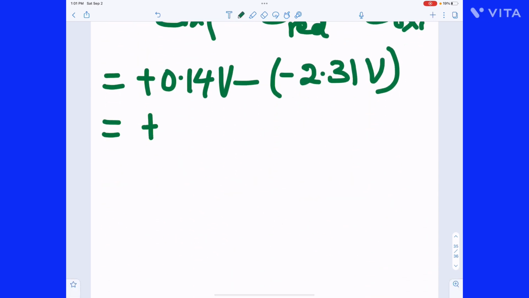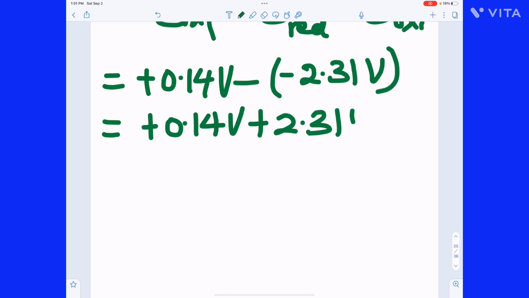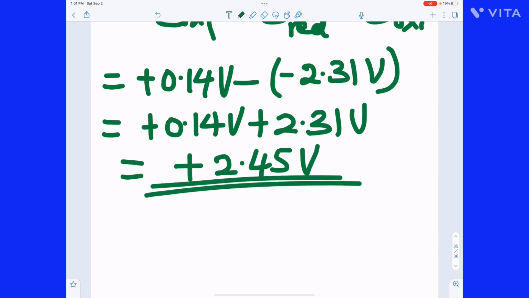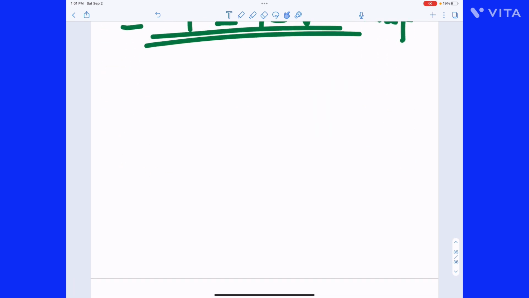This gives us plus 0.14 volt minus what? Minus times minus is plus, 2.31 volt, and that's equal to plus 2.45 volts. So the EMF of our cell is plus 2.45 volt. That answers question 3. Let me pause here. You do your classwork and send me your solution and your work. So we'll continue in the next video.